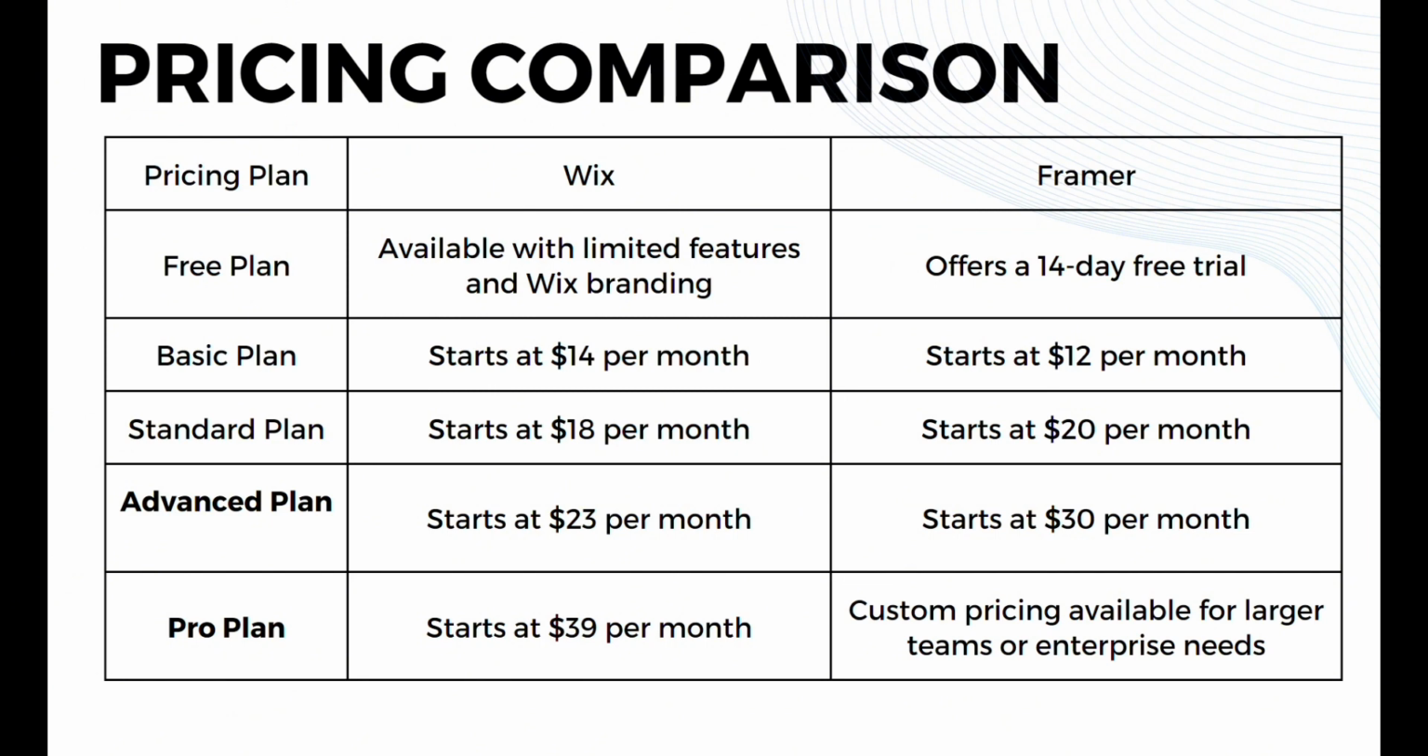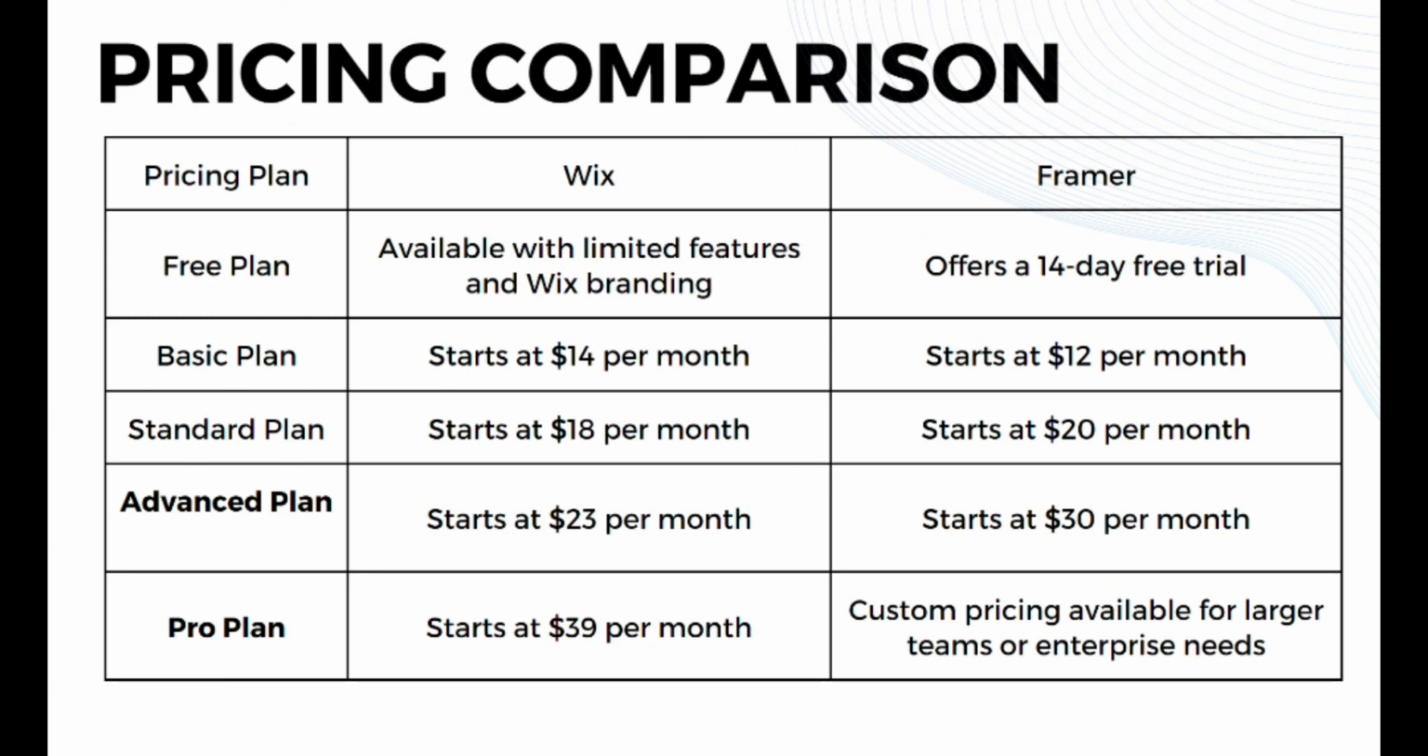Now, in terms of pricing comparison, on the free plan, Wix is available with limited features and Wix branding, while Primer offers a 14-day free trial. For basic plans, Wix starts at $14 per month, while Primer starts at $12 per month. On the standard plan, Wix starts at $18 per month, while Primer starts at $20 per month. For the advanced plan, Wix starts at $23 per month, while Primer starts at $30 per month.